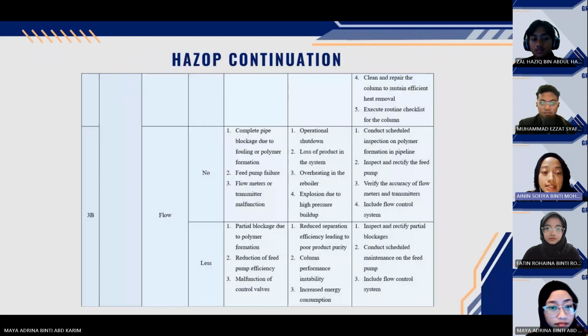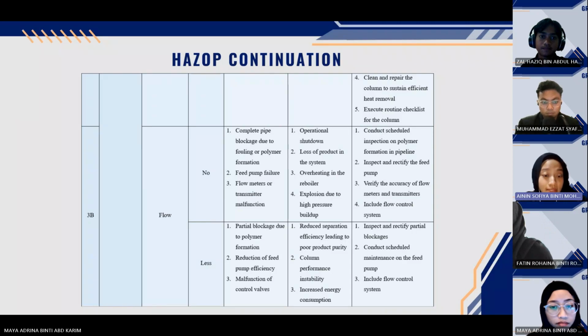So now is relating about the second process parameter, which is the flow. If there is no flow, it is possibly due to complete pipe blockage due to polymer formation. And when there is no flow, it disrupts the butadiene process, leading to inconsistent product quality, and there is a need for operation shutdown. So in order for us to avoid operational shutdown, we need to inspect and rectify the feed pump.